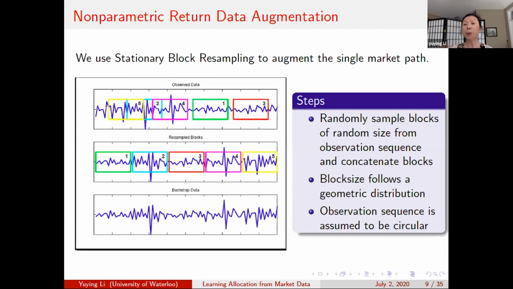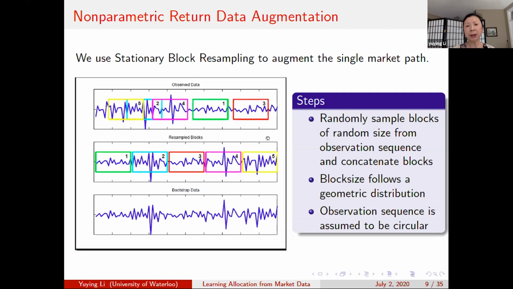the block, we will assume that it follows a distribution, a geometric distribution specifically. And for the geometric distribution, we will specify an average block size, right? And I will say more about that as we go on. So then we take all those blocks of random size, put them together to generate a return path, which corresponds to our investment time horizon.